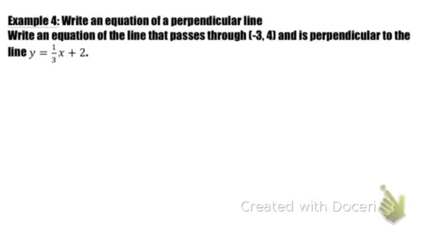Alright guys, the last example, example number 4, we are writing an equation of a perpendicular line. We have to write an equation of the line that passes through (-3, 4) and is perpendicular to the line y equals 1/3 x plus 2. So it has to pass through (-3, 4), which means we are going to have a different y-intercept, and our slope's going to be different because it has to be perpendicular.